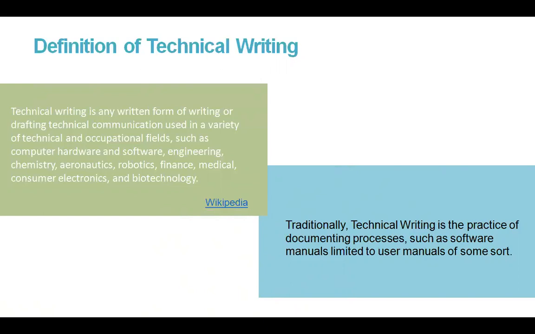According to Wikipedia, technical writing is any written form of writing or drafting technical information that is used in a variety of technical occupation fields, such as computer hardware or computer software. Technical writing is basically a process. Traditionally speaking, it was a practice where writers documented the processes to develop certain manuals, whether a user manual, a product manual, or any kind of API guide. So this is a basic definition of technical writing.